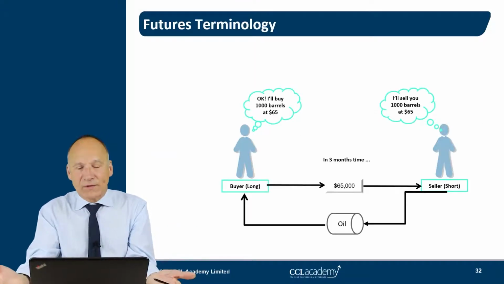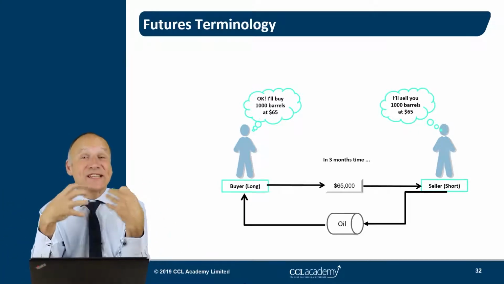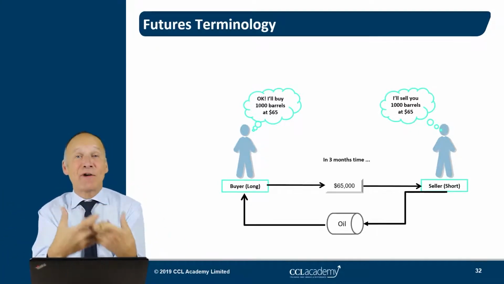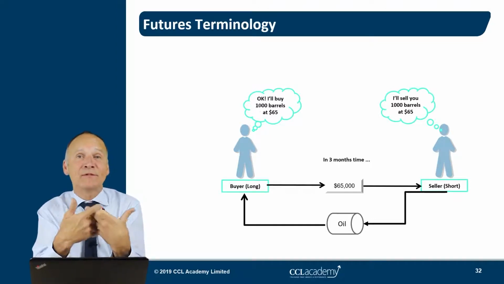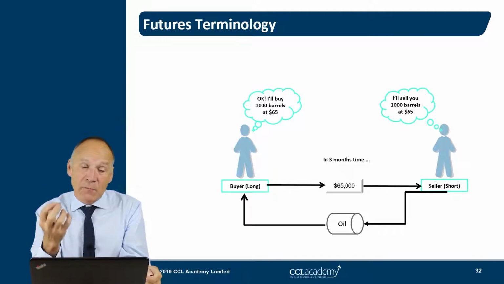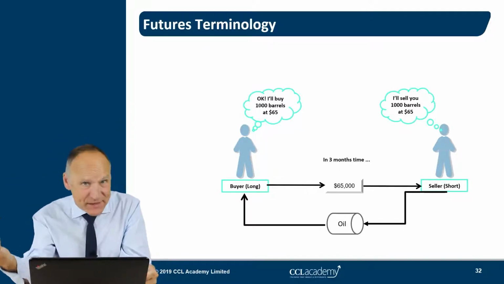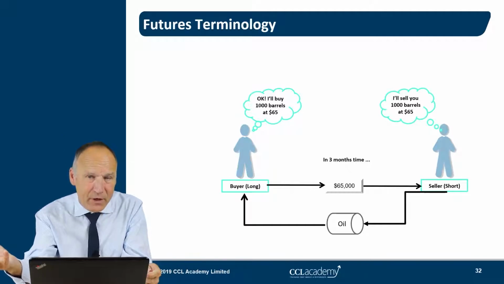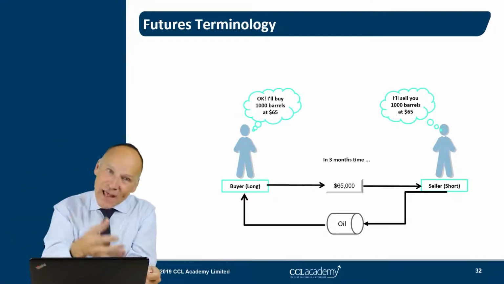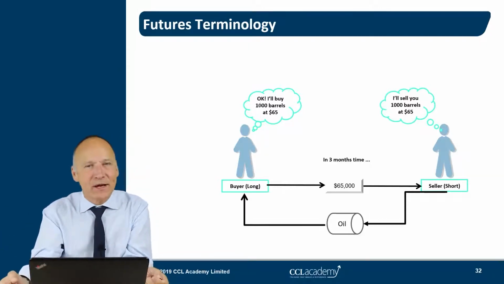So here we've got some futures terminology. Now you can see the diagram in front of you. It's exactly the diagram that represents what we've been talking about in terms of an oil future. So we've got a buyer. The buyer is agreeing to buy 1,000 barrels of oil in 3 months' time at $65 a barrel. The seller is agreeing to sell 1,000 barrels of oil at $65 a barrel in 3 months' time.